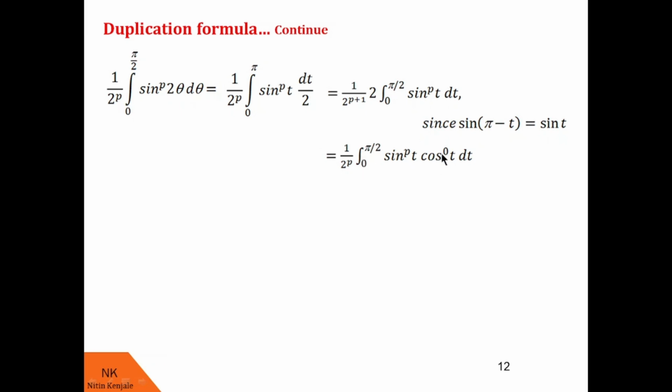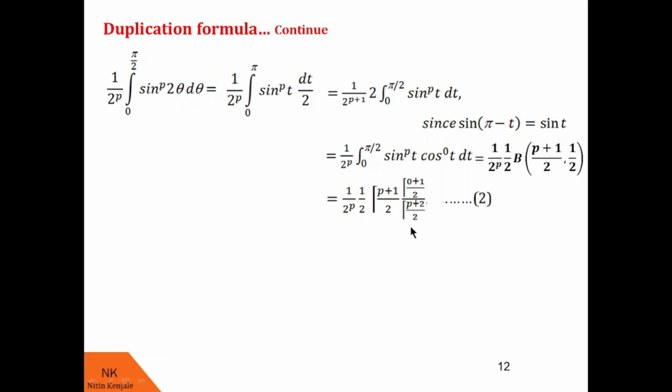Since cos raised to 0 t is 1, we can put that cos raised to 0 t over here. Now using one of the properties of beta function, this integral can be written as half beta of p plus 1 by 2 comma 0 plus 1 by 2, that is just 1 by 2. Now using beta gamma relation, beta of p plus 1 by 2 comma half can be written as gamma p plus 1 by 2 into gamma 1 by 2 divided by gamma p plus 1 by 2 plus 1 by 2, that is gamma p plus 2 by 2. We label this as 2.